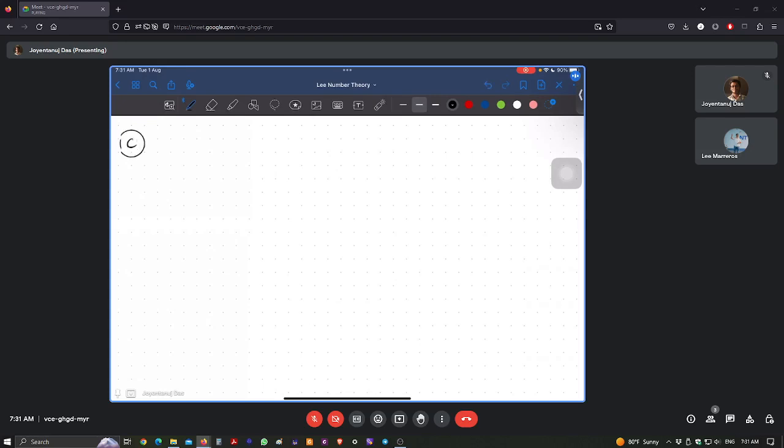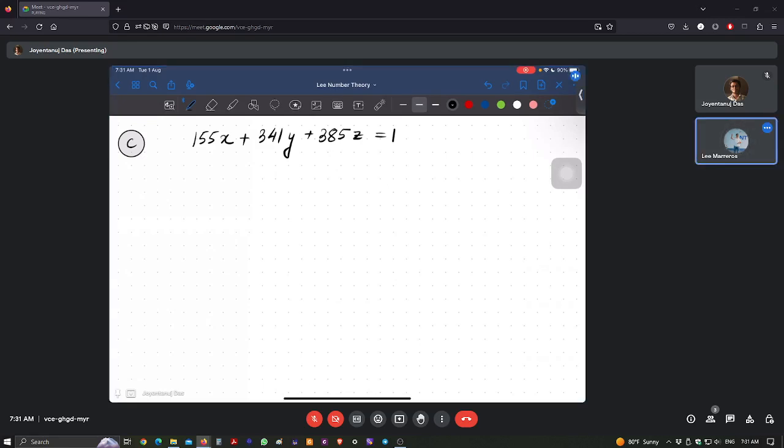Part C is saying that, using part B, find a solution in integers to 155x plus 341y plus 385z equals 1. For a solution to exist, we first have to verify that the GCD is 1, right? So how will you do that?